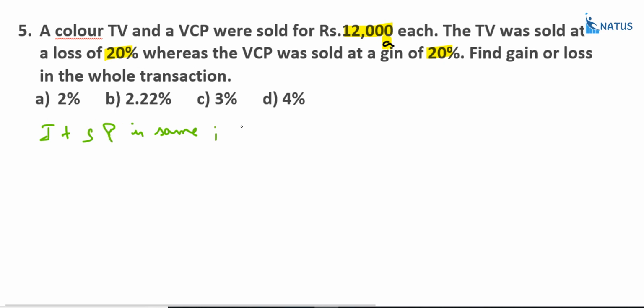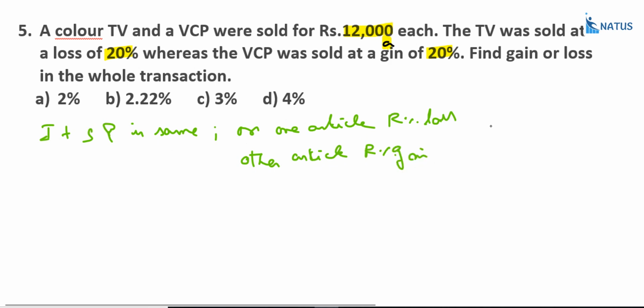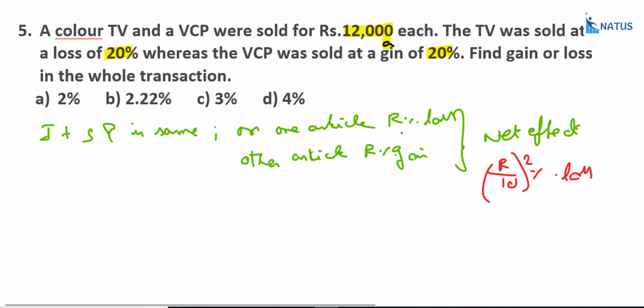then suppose on one article he gets R percent loss, and on the other article that person gets R percent gain. What is the net effect? Net effect is always (R by 10) whole square percent loss. When these two percentages are the same, only then is the answer (R by 10) whole square percent loss.